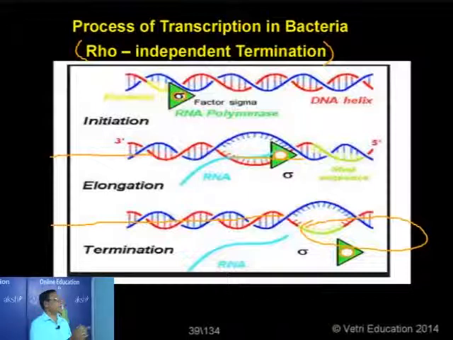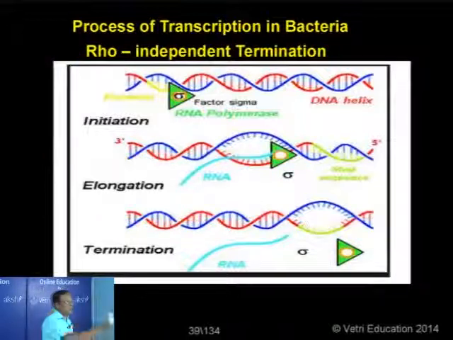One factor, by name the rho factor, is responsible for terminating the process in some cases. In some cases the rho factor is not necessary. That's why I use the term rho independent termination. That is the last process, which comes later. Now what is happening? Let's see the process of transcription first. The second one we will go back to later.